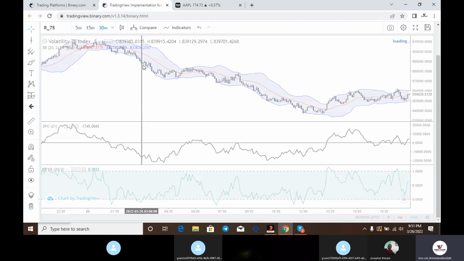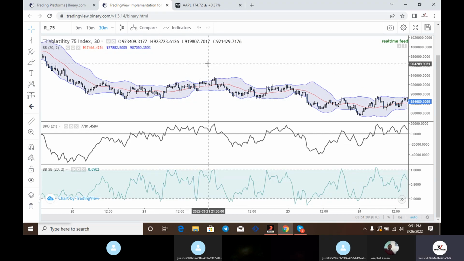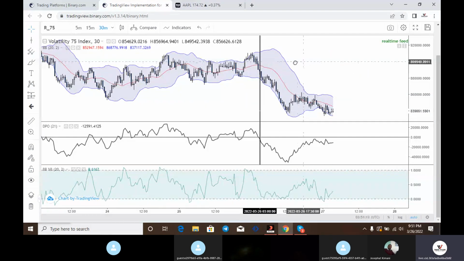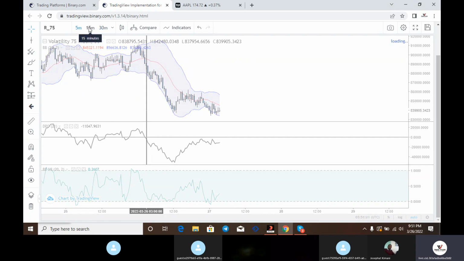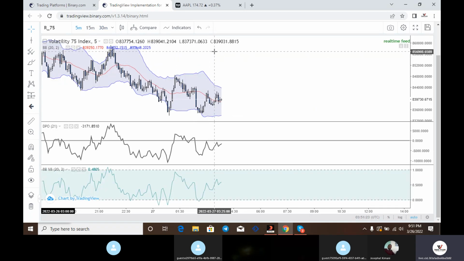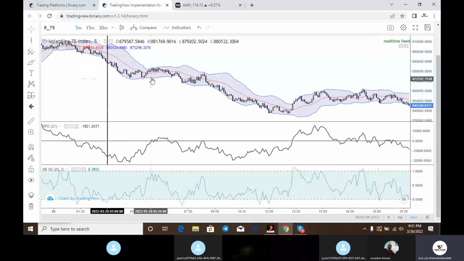On 30 minutes, once again, we have price. Let me go forward a bit. So on 30 minutes, we have price below the zero line on DPO, and then on 5 minutes, we are looking at entries. Okay, so first things first, on 5 minute time frame, whenever price hits the top part of the Bollinger Band, all you have to wait for is DPO to cross below the zero line for you to take a sell trade. So let me show you what I mean.